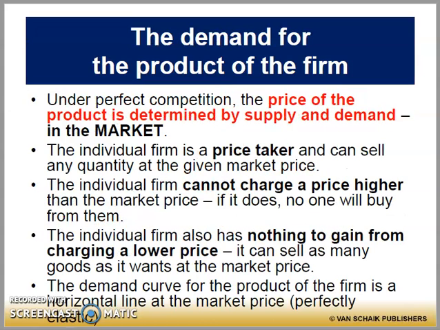So how does the fact that in perfect competition markets firms are price takers impact the shape of the demand for the product of the firm? Under perfect competition, the price of the product is determined by supply and demand, that is, the market interaction of supply and demand. The fact that an individual firm is a price taker suggests that firms can sell any quantity at the given market price.